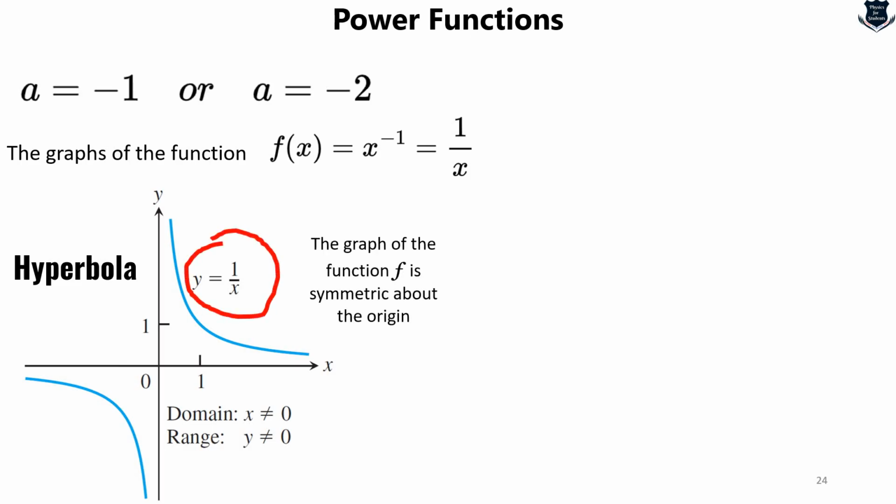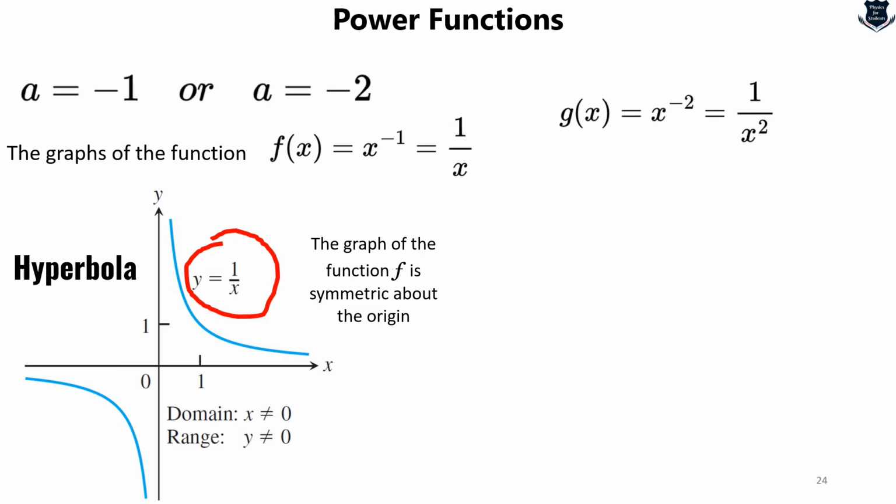As x is not equal to 0, the graph y equals 1 upon x is a hyperbola which approaches the coordinate axes far from the origin. And this shows that the graph of the function f is symmetric about the origin.